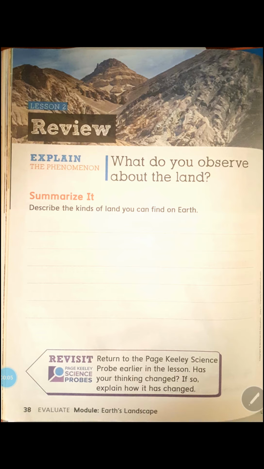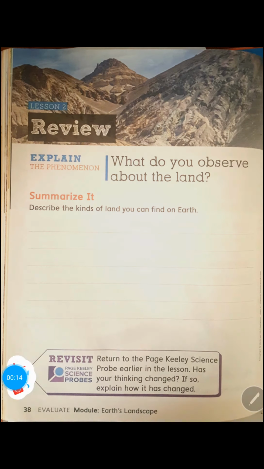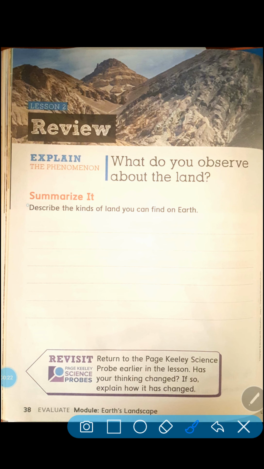Today we're gonna cover page 38, 39 and 40. Now page 48. Listen to review. Summarize it. Describe the kinds of land you can find on Earth. Now we're gonna describe what we can find here in this picture, okay? But before describing this picture, we're going to name the landforms that we have learned about in unit in lesson 2. So let's see the landforms.